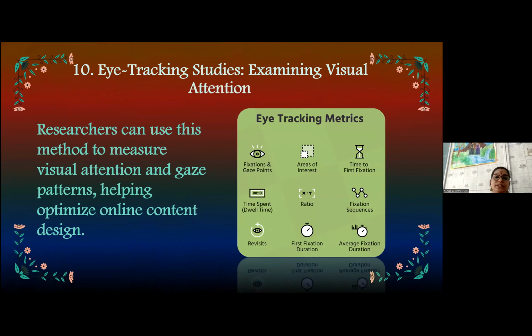So eye tracking studies. It studies the visual attention, right? To do certain researches on this field, the institute has to have a good setup to conduct these kind of studies. Researchers can use this method to measure visual attention and gaze patterns, helping optimize online content design. That is, they can provide unique insights into learners' interactions with ELT materials within LMS.